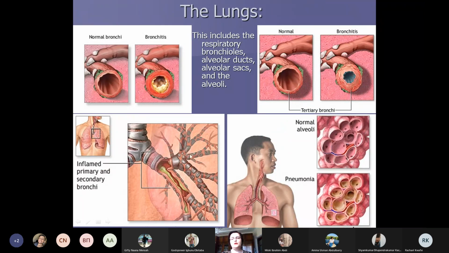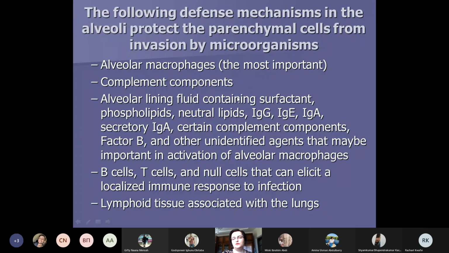I hope you all remember these very common organs, but respiratory infections influence all of them, and that's why try to remember and imagine now exactly the respiratory bronchial tree, and also the upper respiratory tract.